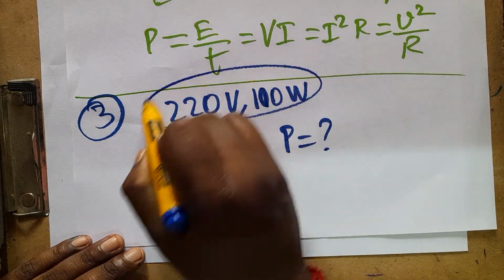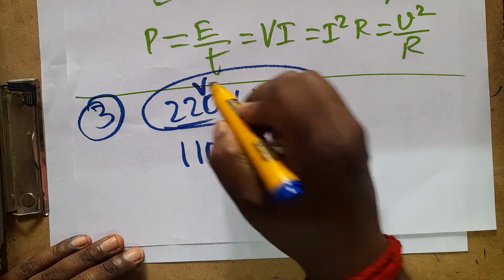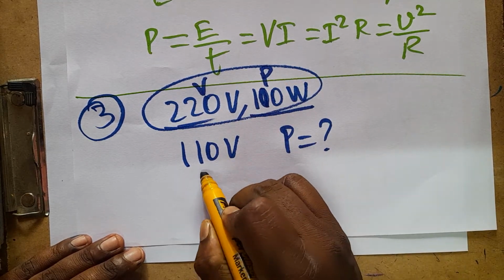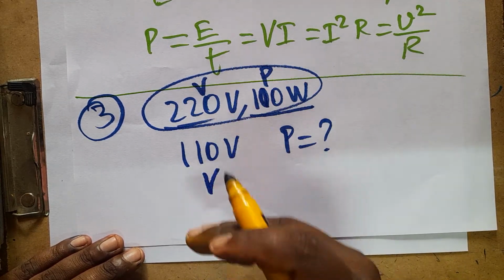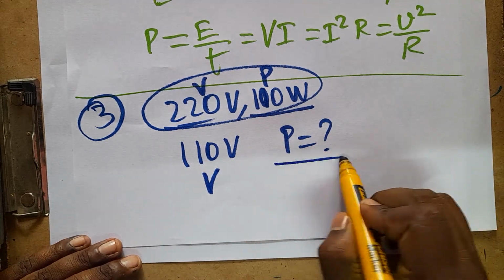The device is marked 220 volt, 110 watt. That is the voltage and the power, but in this case they are connecting only part of the required voltage, not the full rated voltage. Now, what is the power?